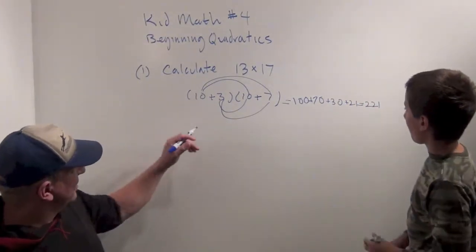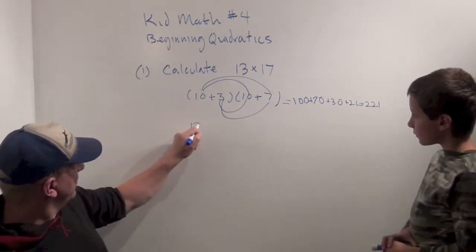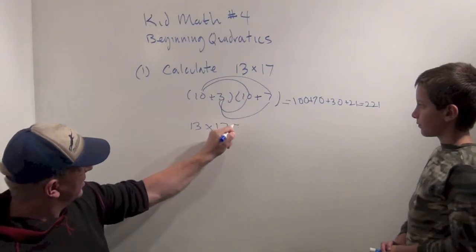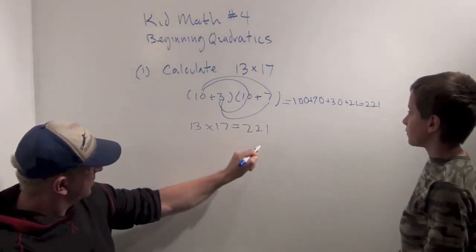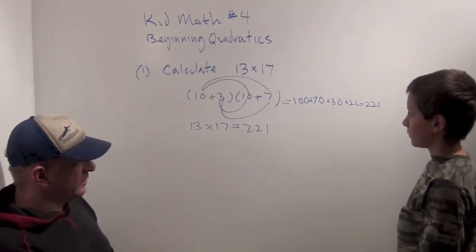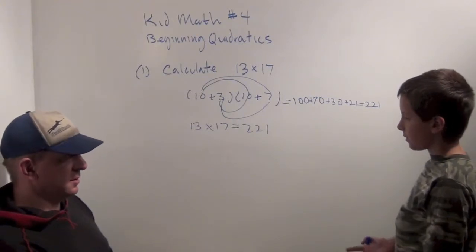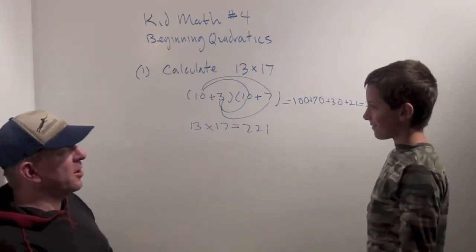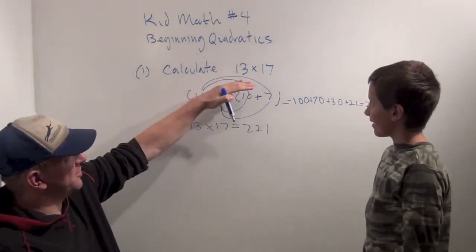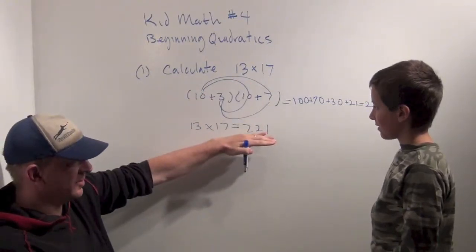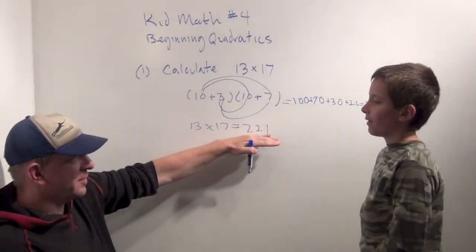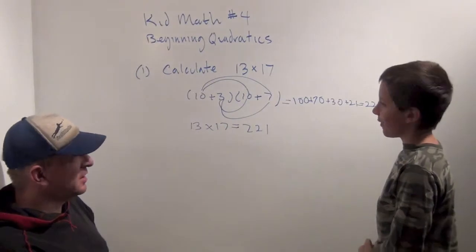Okay, 221. So we've just learned that 13 times 17 equals 221. Now, did you know that already? Yes. Really? Oh no, but right before, when I wrote down 13 times 17, did you know that was 221? No. Or if I wrote 221 on the board, would you know that was 13 times 17? No, not off the top of my head.